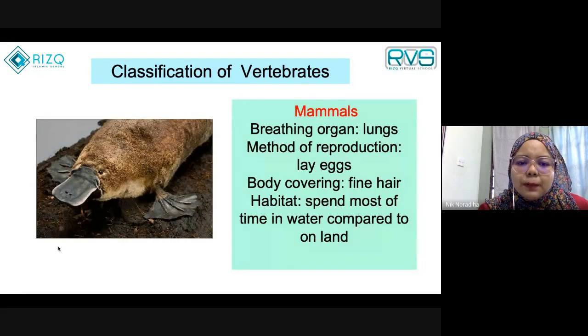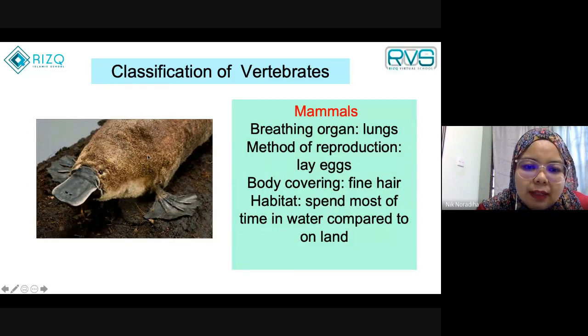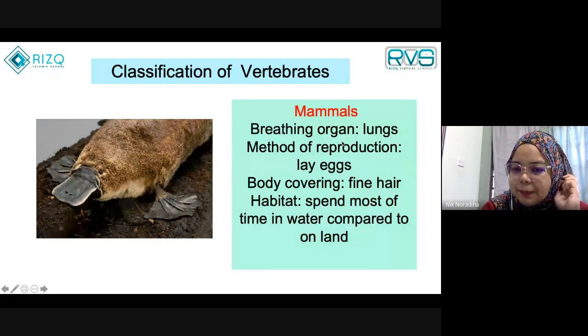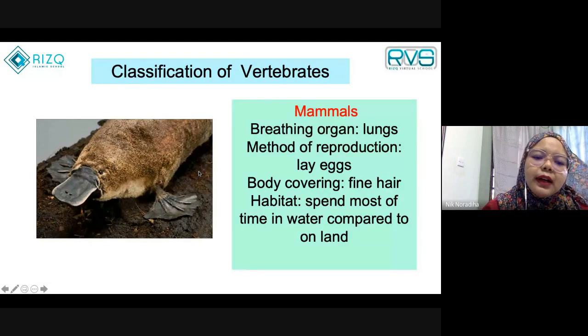All right, so what is platypus? This is how platypus looks. Look at the hair on the platypus body. Platypus is covered in fine hair as well. So the breathing organ for platypus is the same as us humans. Platypus breathe using their lung. How do platypus reproduce? The young come from eggs. Why? Because platypus lay eggs.